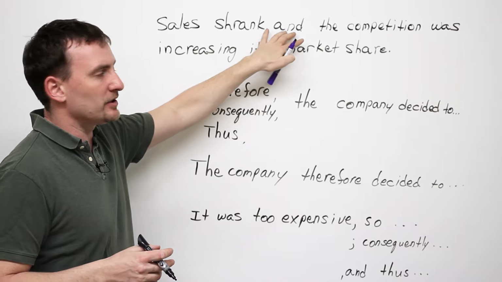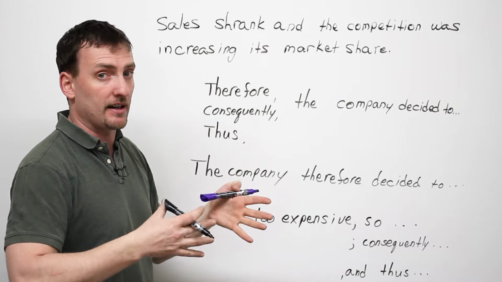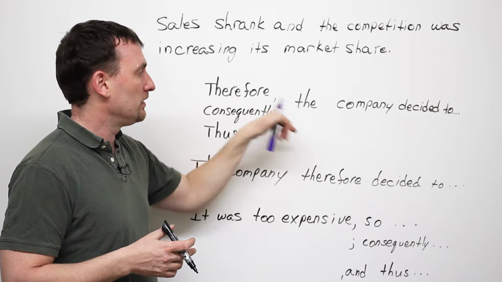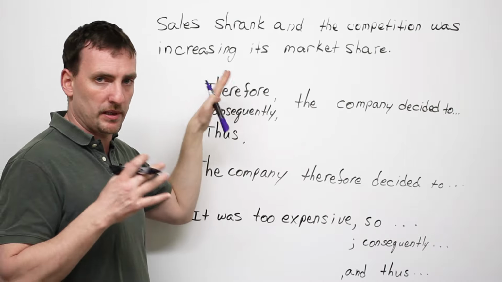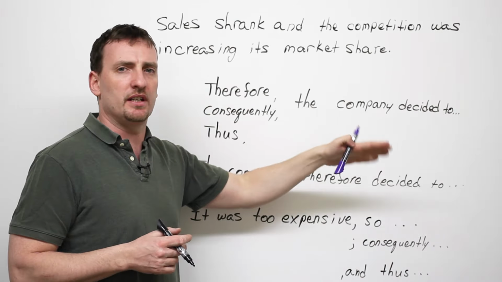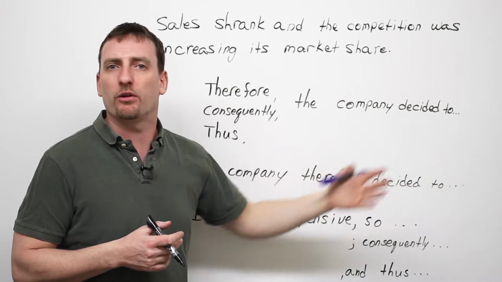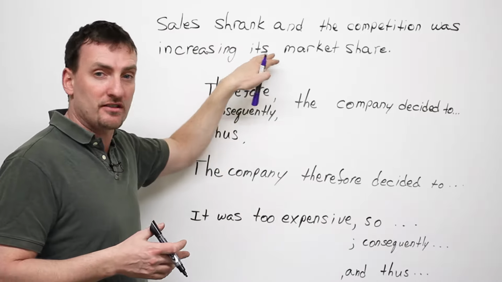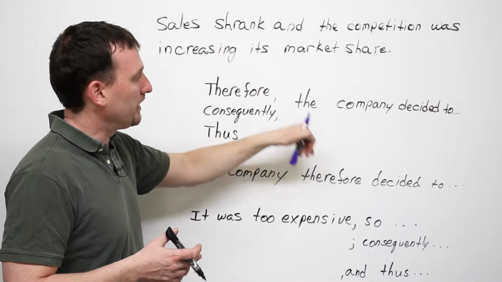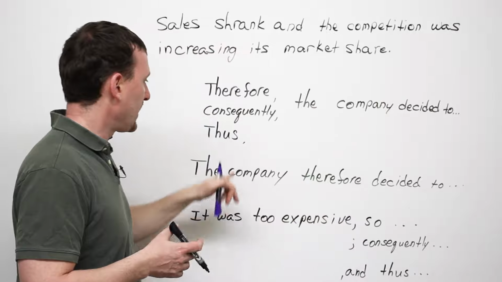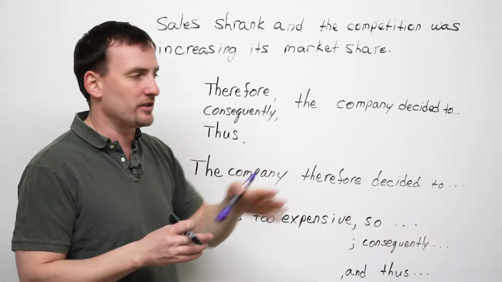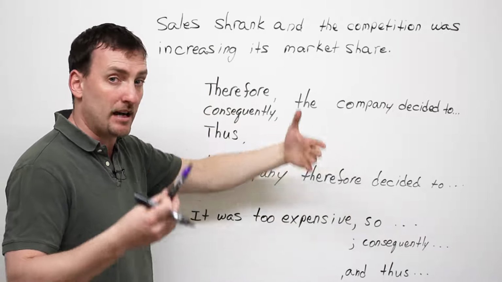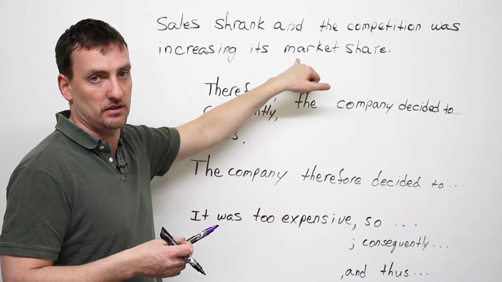So this is the situation. This is what is happening with this product or with this company, and they want to do something. So you can say, "Therefore," you're starting the sentence, capital T, beginning of the sentence: therefore, the company decided to invest more in R&D, research and development. Consequently, so as a consequence of this situation, the company decided to invest. Thus, the company decided to invest. So all of these show that this came about as a result of this situation, okay?